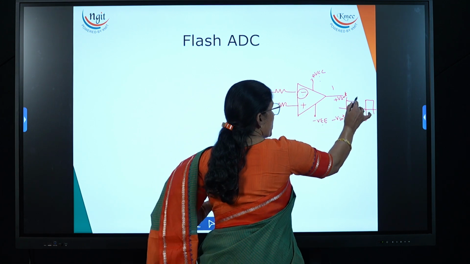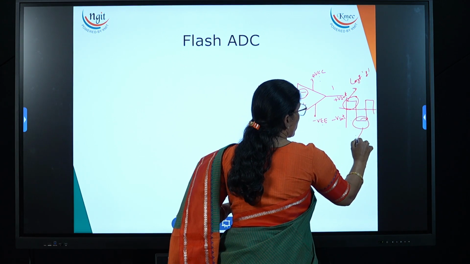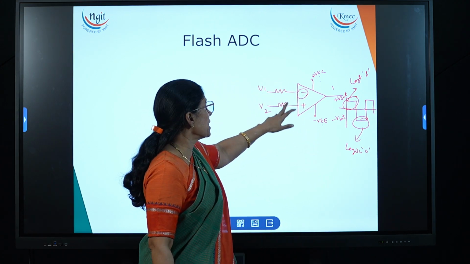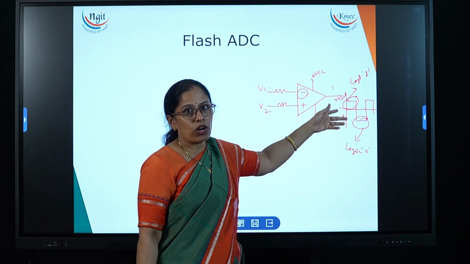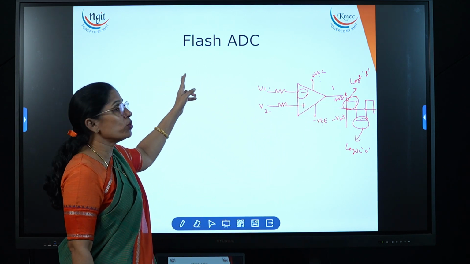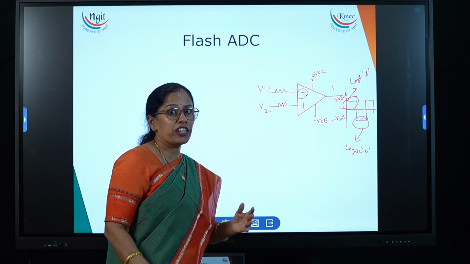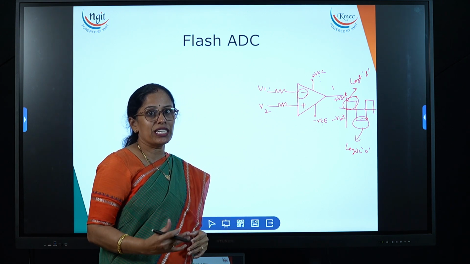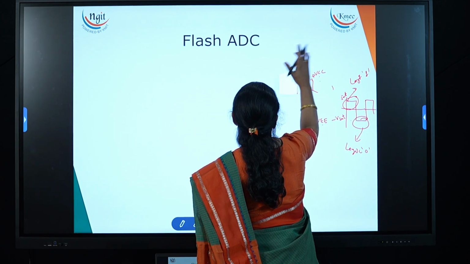Now this plus voltage we can consider as logic 1, and this minus voltage we can consider as logic 0. So this comparator is comparing the two inputs and giving logical values, either logic 0 or logic 1. So this is about the comparator. This comparator we are going to use in the flash ADC. This flash ADC will compare the analog voltage with the reference voltage and it will convert that analog signal into the digital signal. How it is going to do that we will see in this flash ADC.